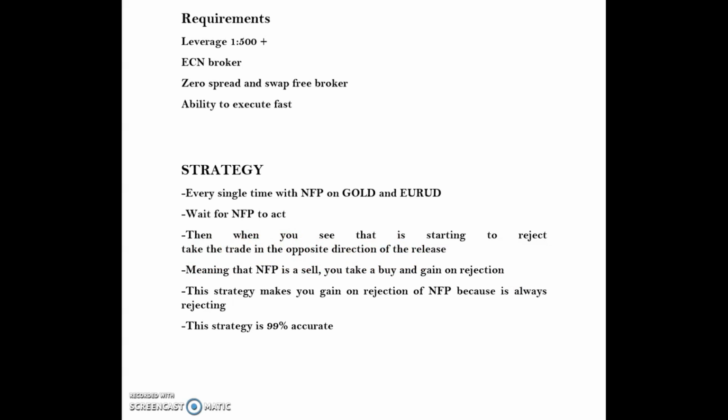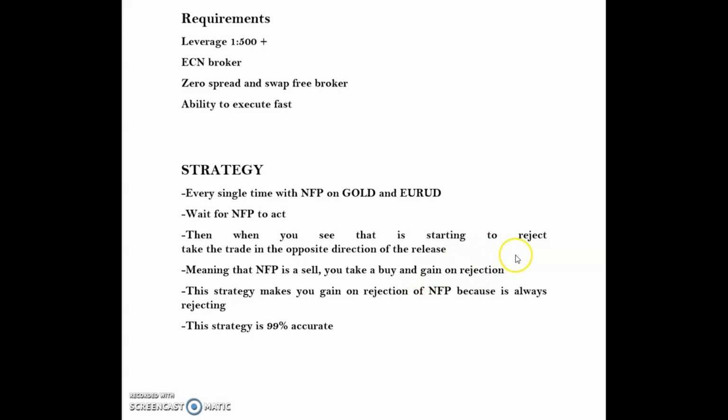Okay, so guys, you need to pay attention to this. Basically what you're going to do is you wait for the news release, you wait for the market to react. So let's say there have been a lot of jobs lost, right? And there is a negative NFP, and then everything is selling, right? So you wait for the candlesticks to move and sell, and then you actually jump in on the buy as the market corrects itself, right? So meaning that NFP is a sell, you take a buy and gain on the rejection. I hope you understood it.